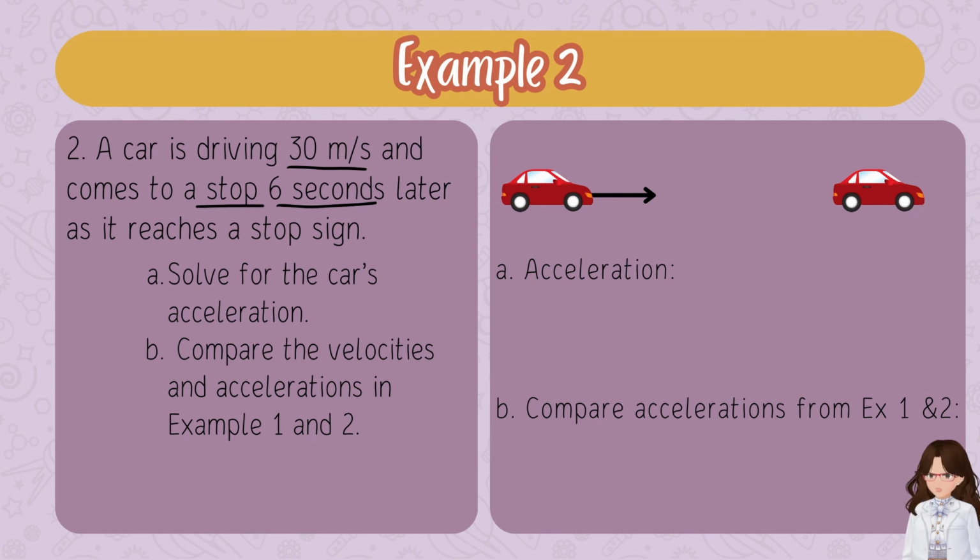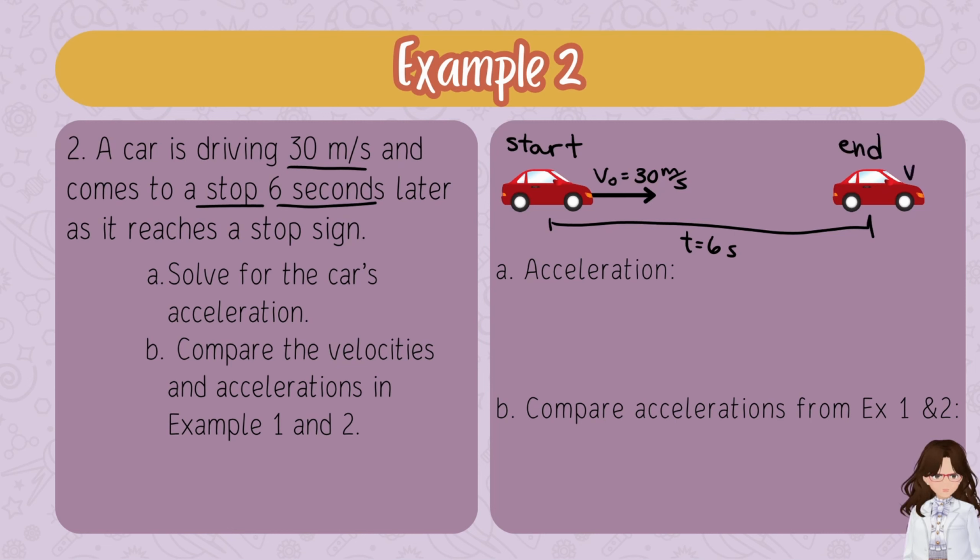So first things first, let's go ahead and label. This time it looks like we are moving to the right because I have a positive velocity. So my V naught is going to be equal to positive 30 meters per second. And the car comes to a stop 6 seconds later. So from here to here, a time of 6 seconds has passed. Again, I'm going to assume T naught is 0. And at the end, we can see that our final velocity is stopped, so it's going to be 0 meters per second.